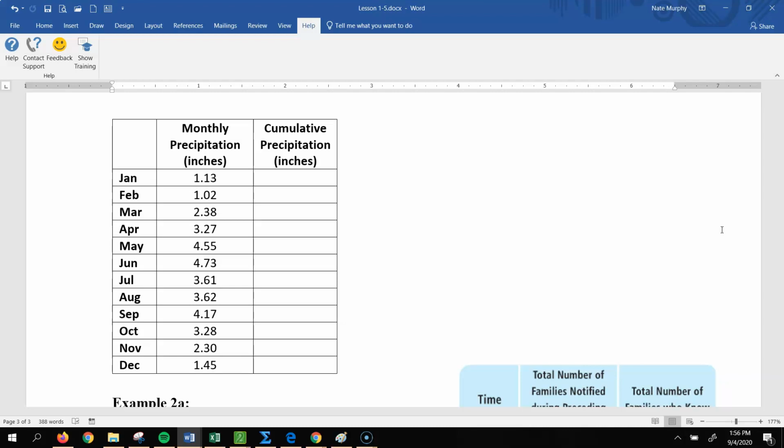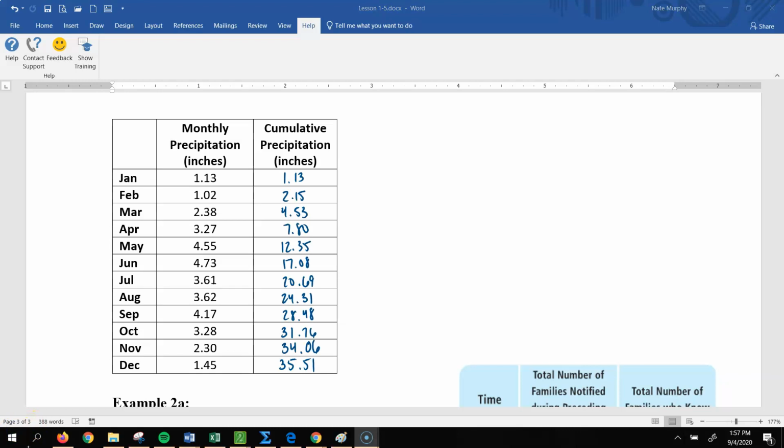You're just going to write out these numbers. So, for example, the first month would be 1.13. And so you're just going to start from there and figure out the cumulative amounts. And I'll just tell you, if you get to the end, you should get an answer of 35.51. So why don't you go ahead and pause it and make sure that you get those values.